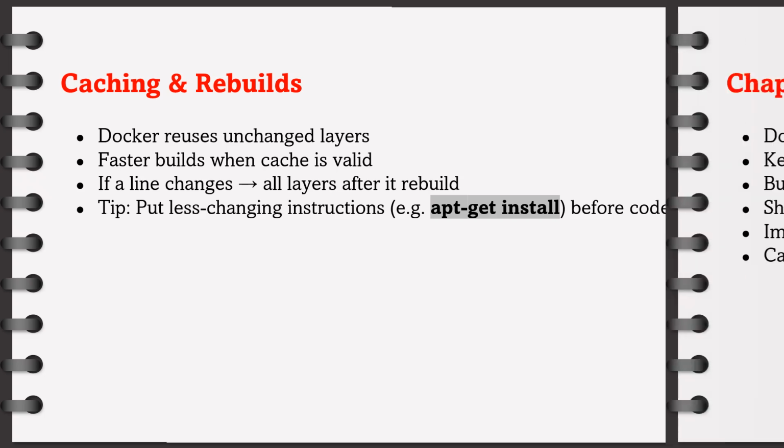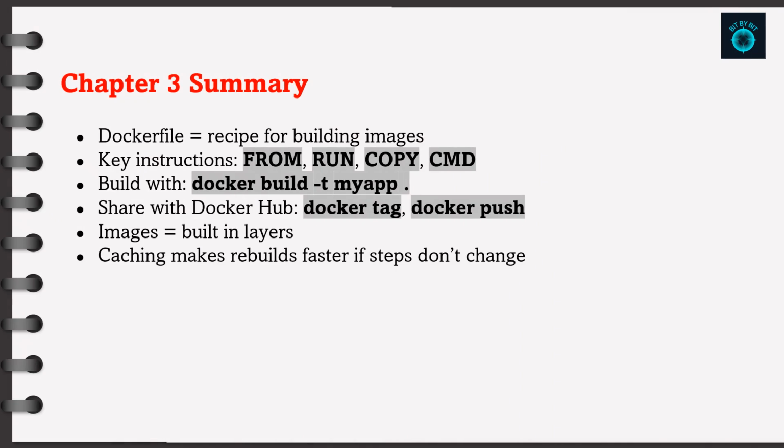Let's quickly review what we learned in this chapter. First, we saw that a Dockerfile is like a recipe that tells Docker how to build an image. Some key instructions are FROM to choose the base image, RUN to install software or run commands, COPY to bring your code files inside the image, and CMD to define the default command when the container starts. We learned how to build the image using docker build -t myapp. And how to share it by tagging and pushing it to Docker Hub.